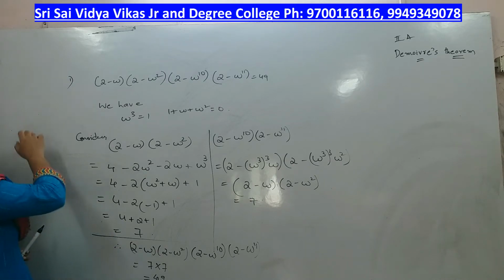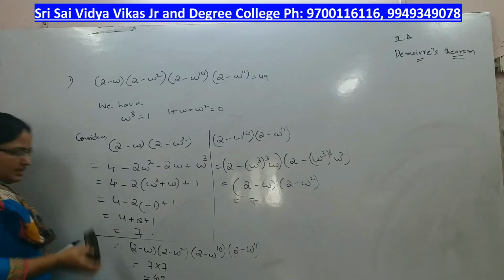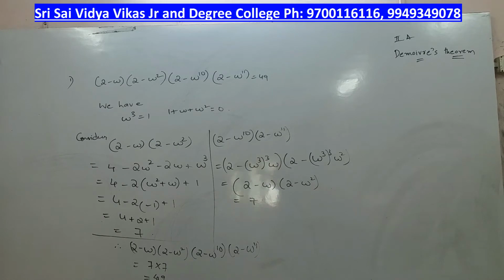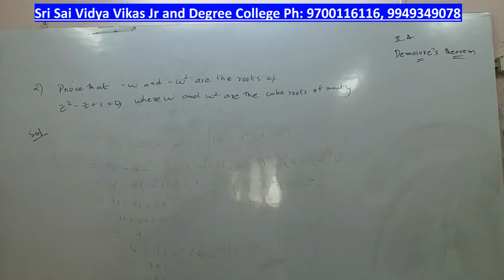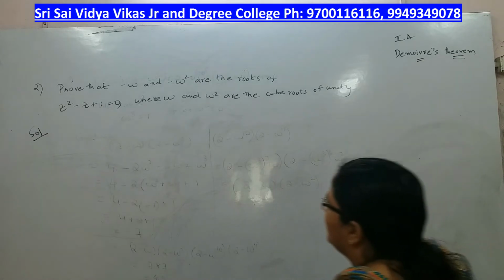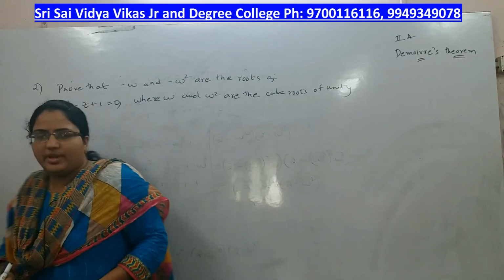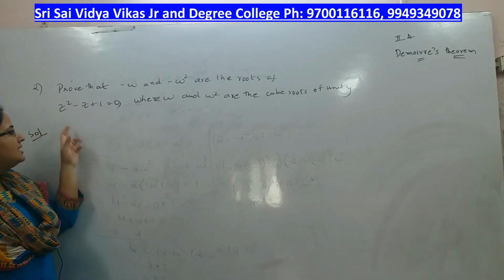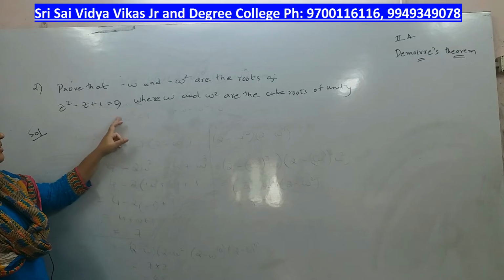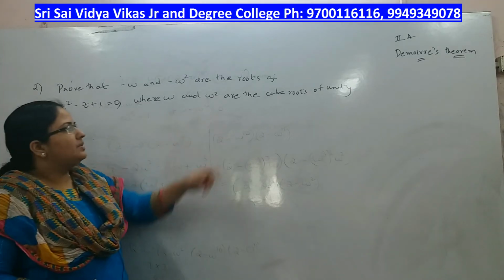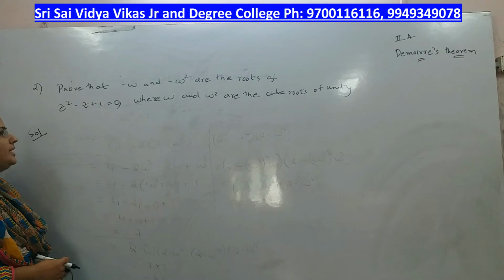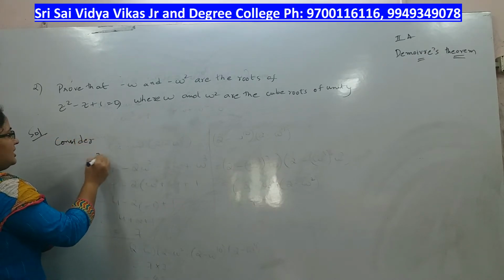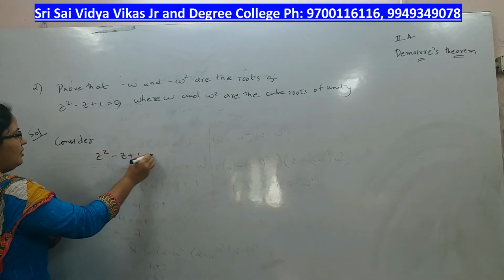That is about this problem. We shall discuss the next problem. Here in the next problem you have to prove that −ω and −ω² are the roots of z² − z + 1 = 0, where ω and ω² are the complex cube roots of unity. Consider z² − z + 1 = 0.